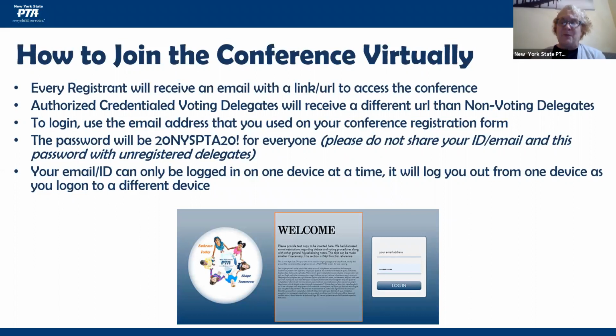The first question that you're probably asking yourself is, how do I join a conference virtually? Well, every registrant will receive an email with a link URL access to the conference. Authorized credentialed voting delegates will receive a different URL than non-voting delegates. To log in, use the email address that you used on your conference registration form. As you can see below, I am pointing to where on the welcome screen you will put that information in. Below that is where you will put the password, 20 NYS PTA 20 exclamation point, for everyone.